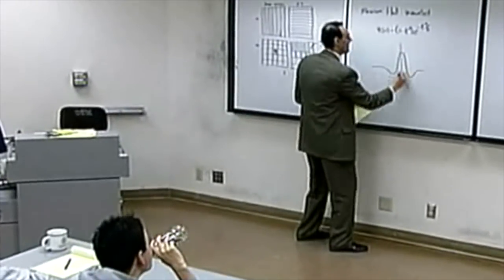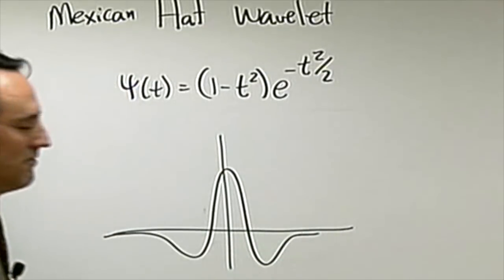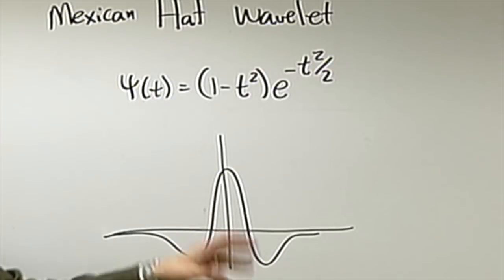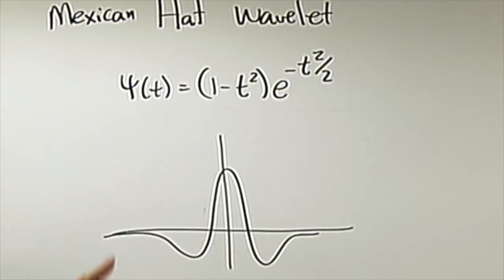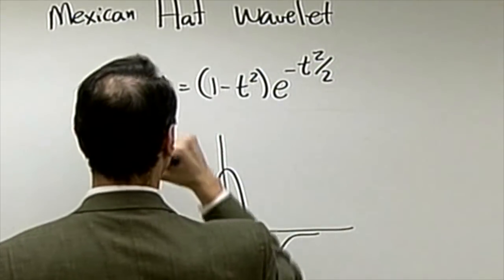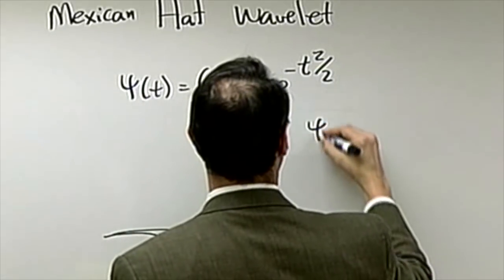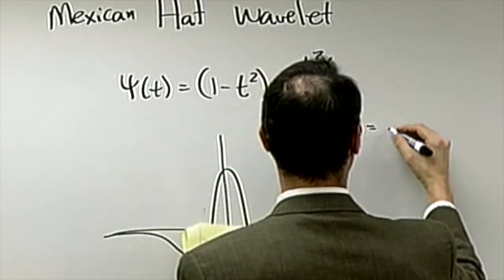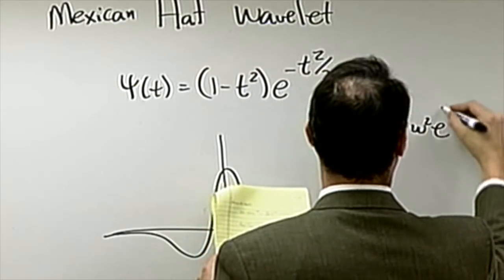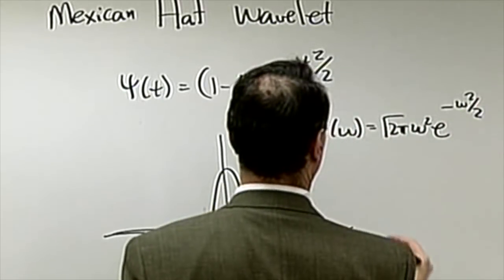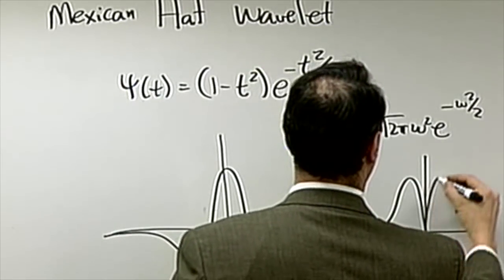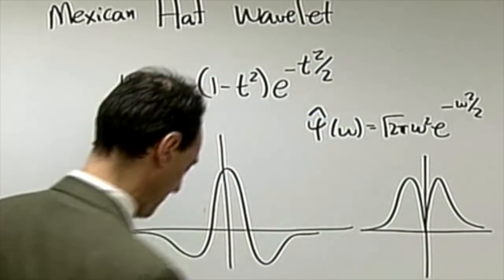Okay. There is the Mexican hat wavelet. Localized beautifully. It has some width. And we're just going to translate it and use the width to basically define everything on this thing. By the way, this is psi. Its Fourier transform, psi hat of omega, is square root of 2 pi times omega squared times e to the minus omega squared over 2. The Fourier transform is a double bump thing looking like this.